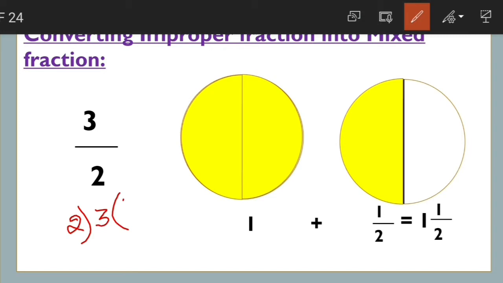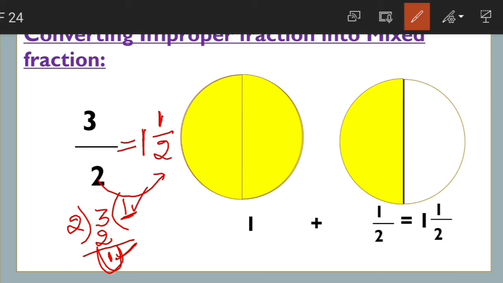So here we get 2 ones are 2, and after that we get 1 as remainder. So how many whole parts are there? We get it as a coefficient. Here 1 is the coefficient, so 1 whole, and after that 1 piece left. So we have to write 1 piece left, and what is the denominator? The same denominator we have to write here. That is 1 by 2 becomes the answer.